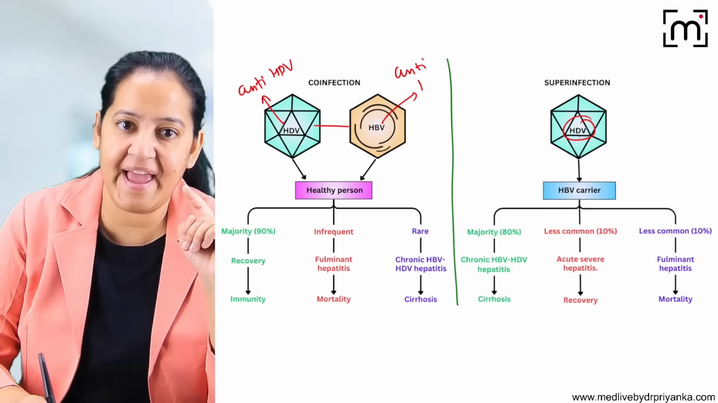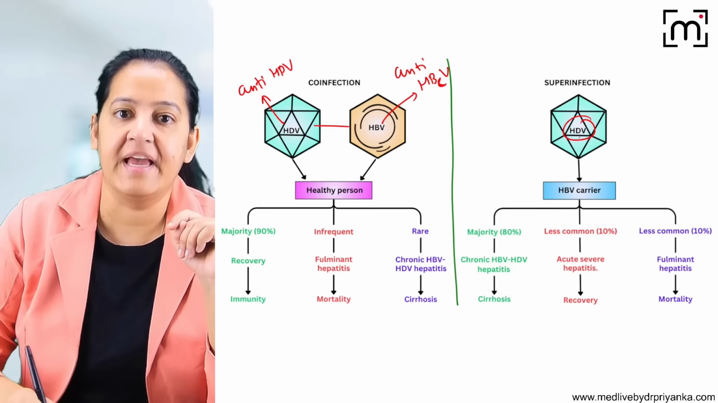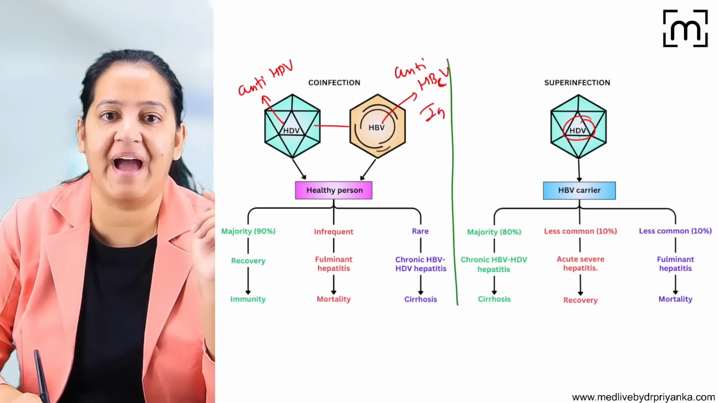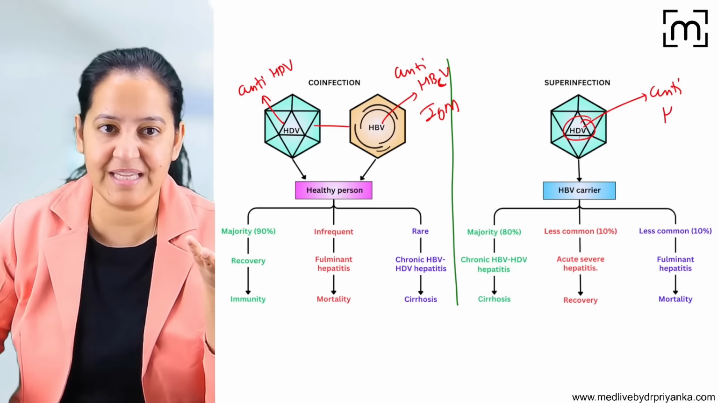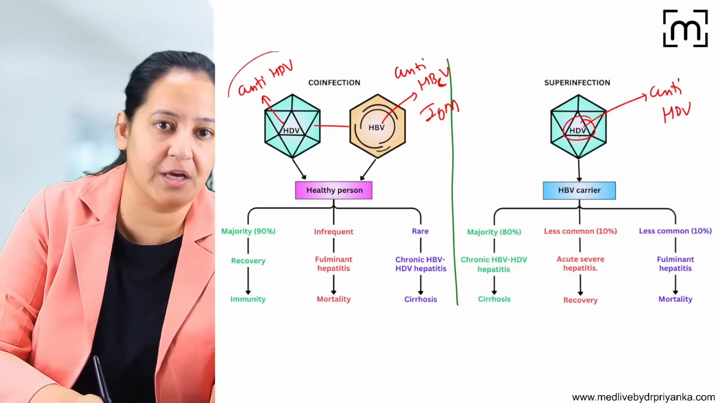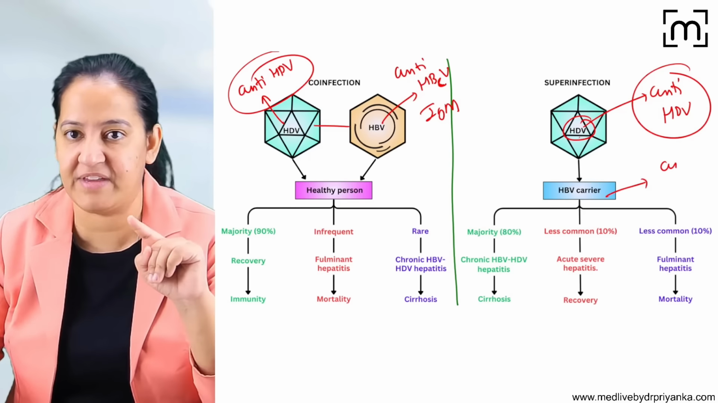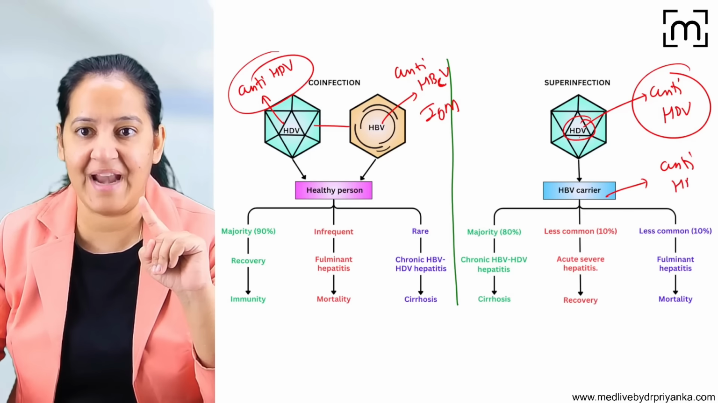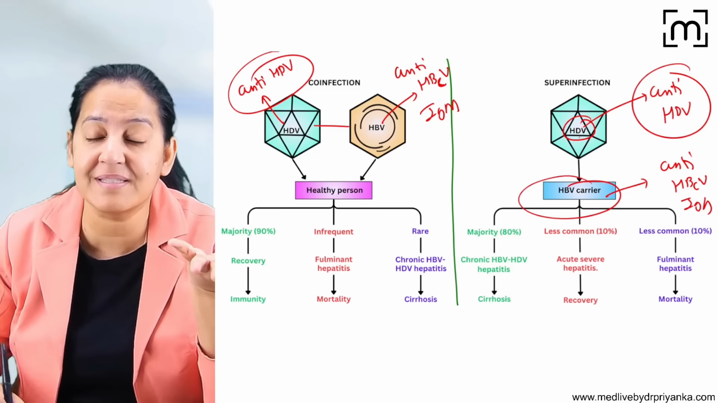Among the anti-HBV, it is against the core antigen, anti-HBc. Since it is recent, it will be IgM type. Here also the body will form anti-HDV because D is entering, so anti-HDV is present in both. But here the body will form anti-HBc, and this time it is IgG because the person is a carrier.